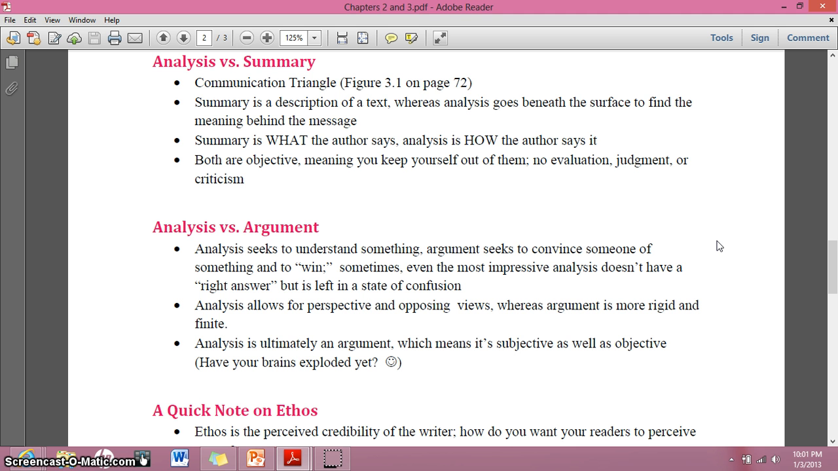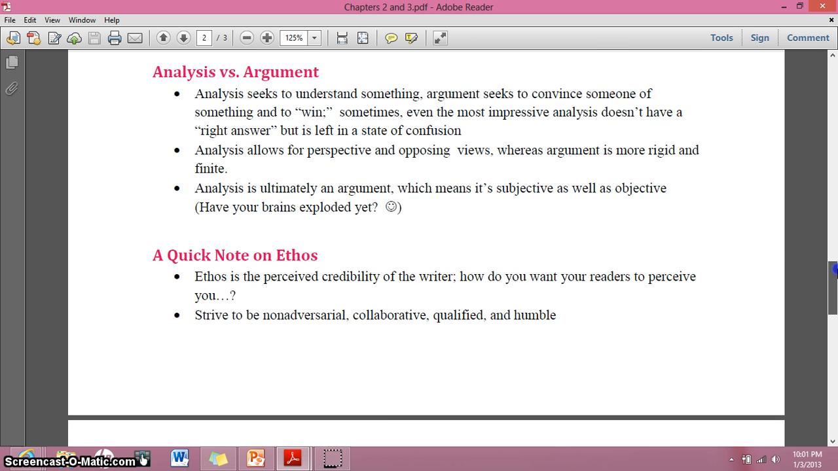That's probably the phrase that I say the most when I see students summarizing instead of analyzing. Summary is just what they're saying. Analysis is how they're saying it. It's the rhetoric. Both are objective, so you've got to keep yourself out of both of them. There's no evaluation, judgment, or criticism. None of that. Hopefully I'm beating that to death and that you'll understand that part of it. You're just analyzing. So that's the difference between analysis and summary. With analysis and argument, analysis again seeks to just understand something.